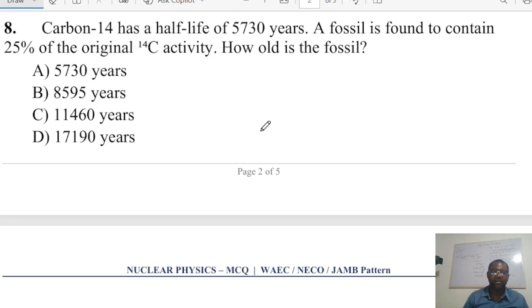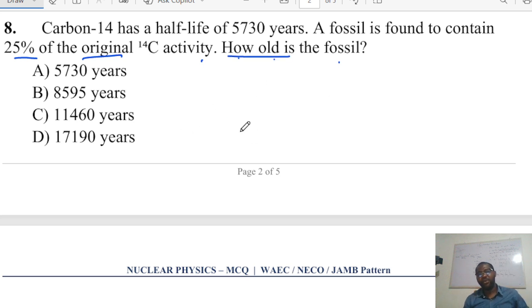Now for number 8, carbon 14 has a half-life of 5,730 years. A fossil is found to contain 25% of the original carbon 14 activity. How old is the fossil? So that fossil contains 25% of the original. That means that's what remains. And now we want to know how old.